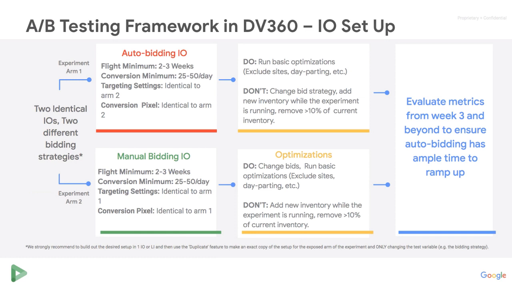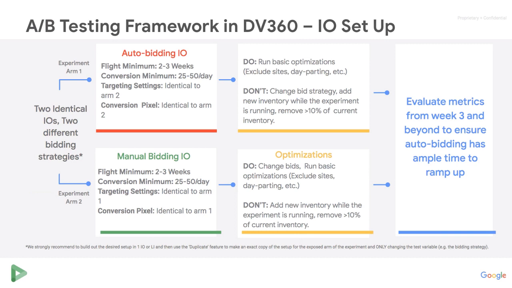After you set up your IOs in the system and you basically add the experiment to it, which I will show you in a second, after some time, approximately 7 to 10 days, you can run basic optimization. So in this case scenario, on auto bidding, you could exclude sites and day parting, and on manual bidding, you can change bids and also do the same.